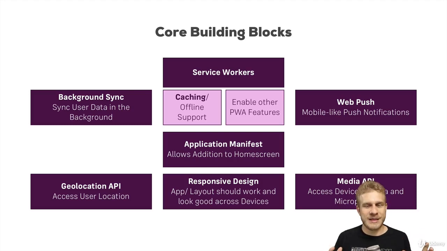These are the core building blocks. In the end, always keep in mind, progressive web app is just a term. In its closest definition, it refers to an app which uses service workers and has an application manifest. But it typically also means applications which are responsive, which offer background sync, which use web push and more. And you're going to learn all of that in this course.